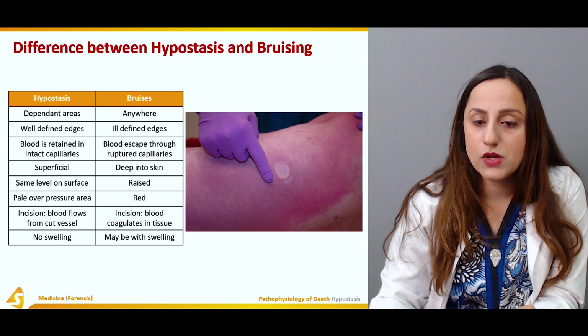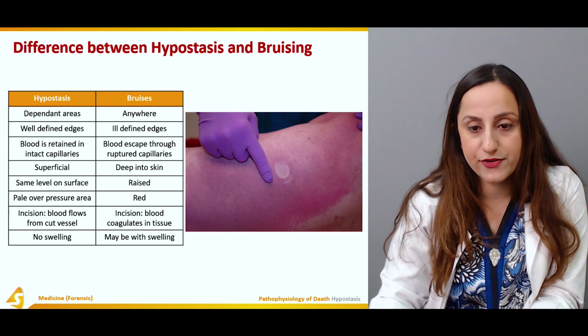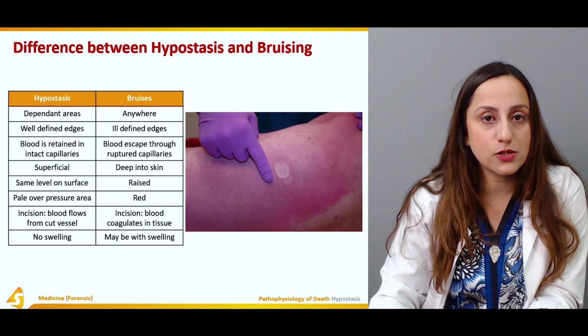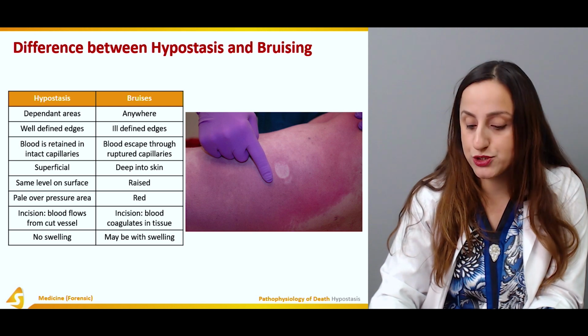Now, the picture on the right is basically showing the blanching test, which I was talking about. It's basically to determine whether the post-mortem lividity is fixed or not.